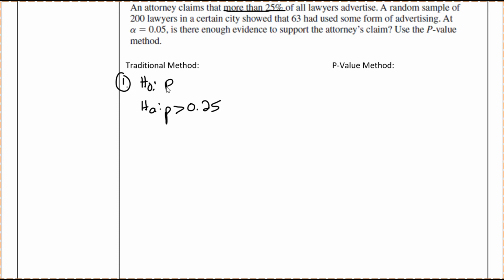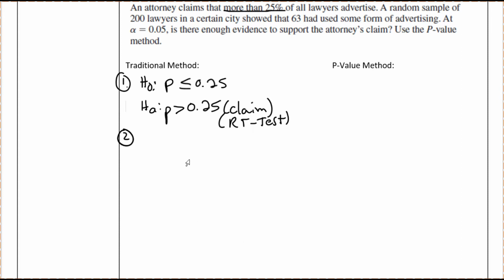And then we're going to reverse it and say less than or equal to, or we could just say equal to. Either one is fine. I'm just going to go ahead and say less than or equal to, just to do the exact opposite. But if you wrote equal to, that would have been fine as well. So this here is our claim, and we're looking at a right-tailed test here.